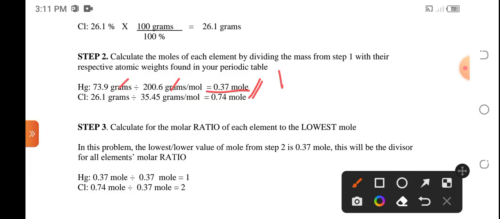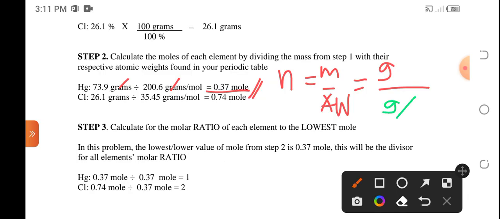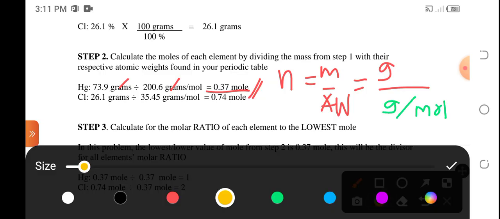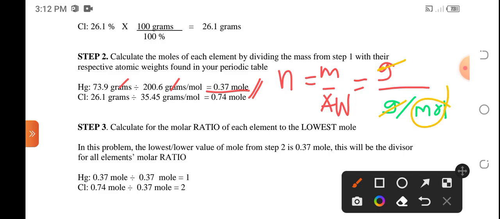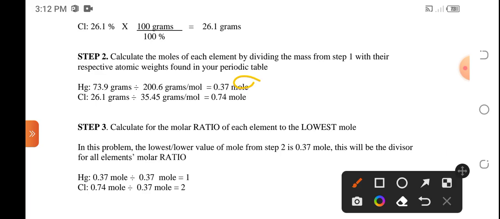Okay, so, ang mole kasi is mass over atomic weight. Ang unit ng mass ay grams, ang unit ng atomic weight ay gram per mole. Okay, and of course, grams will be cancelled, leaving us mole to be on the numerator side. Kaya ang unit natin dito sa step number 2 ay moles. For chlorine, you have 26.1 grams. Divide this by the atomic weight derived from your periodic table, 35.45 grams per mole. Grams will be cancelled. Key in your calculator, so you're going to have 0.74 moles.